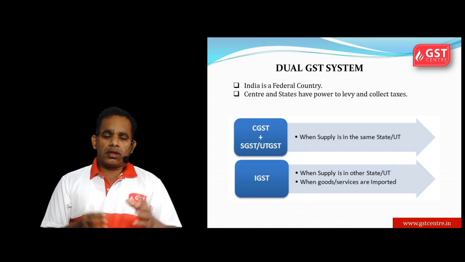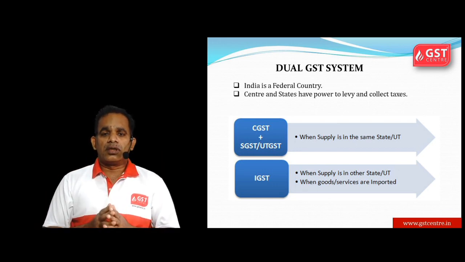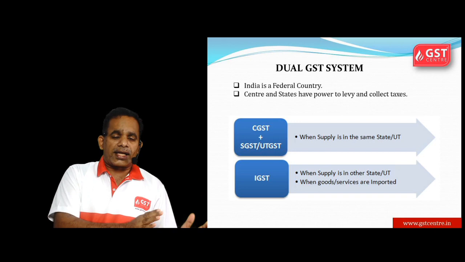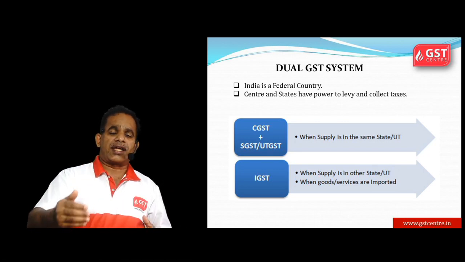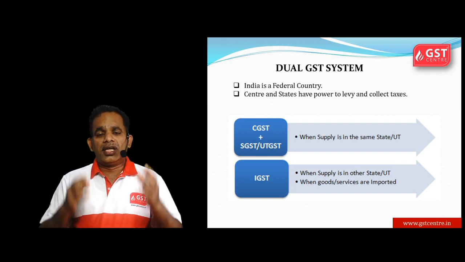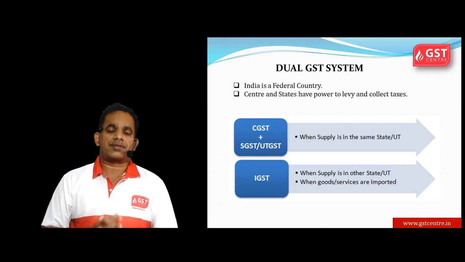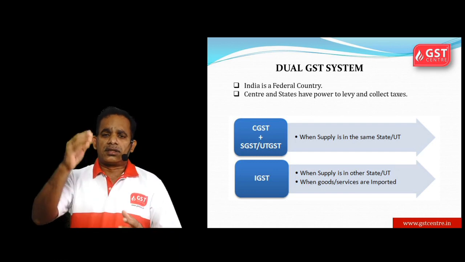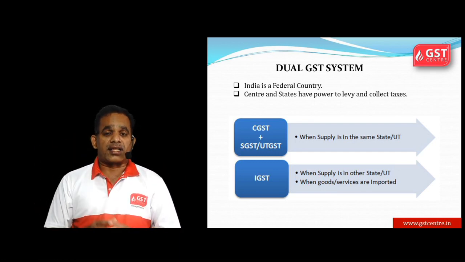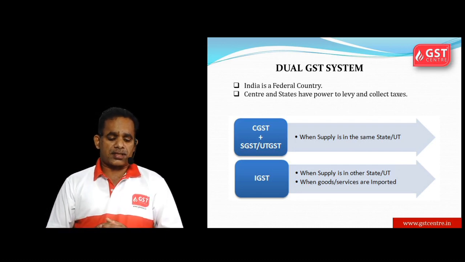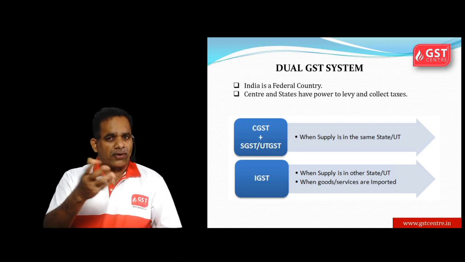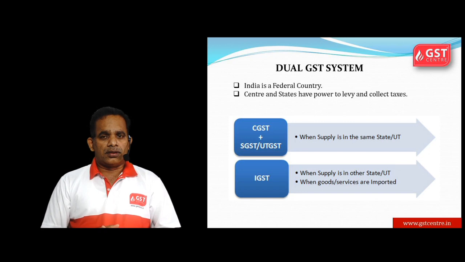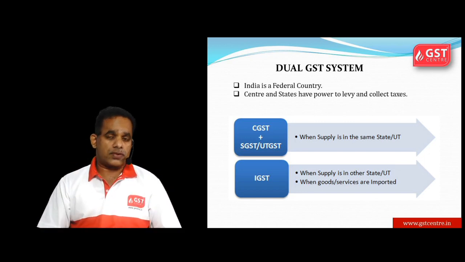So, in this dual GST system, there is the central government and state governments. As India is a federal country, both central government and state governments have the power to levy tax on goods and services. So we can see there are three types of GST: CGST, that is Central Goods and Service Tax; then SGST, that is State Goods and Service Tax; and in Union Territories, it will be Union Territory Goods and Service Tax. And there is Integrated Goods and Service Tax also.